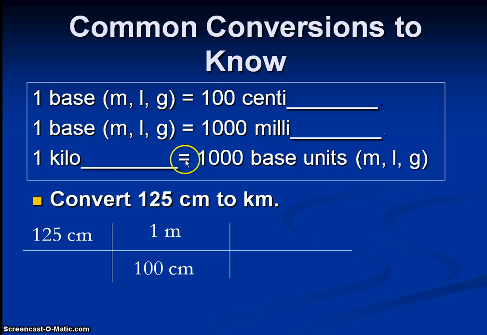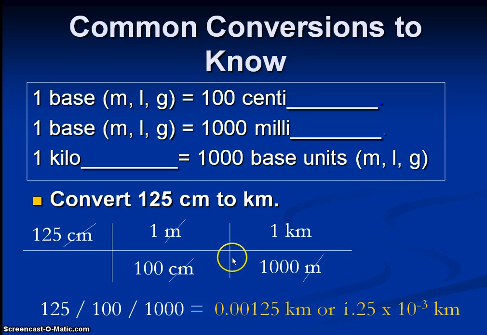And this is our conversion factor right here. So 1 kilometer is equal to 1,000 meters. So make sure you put the 1 with the km and the 1,000 with the meters. Check to see that your units cancel. So centimeters cancels centimeters, meters cancels meters, and we're left with kilometers. So this time we're going to do 125 times 1 divided by 100 divided by 1,000. And you should get 0.00125.